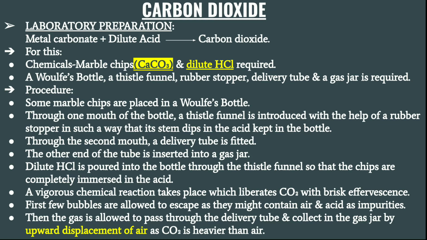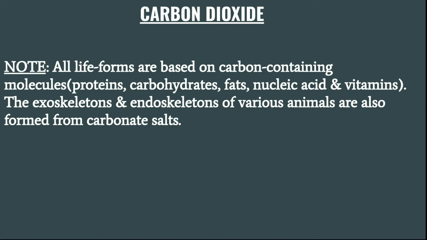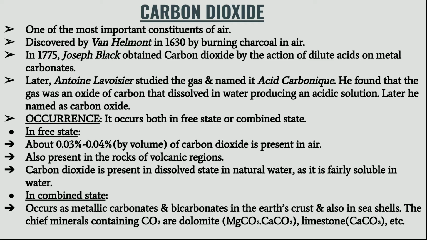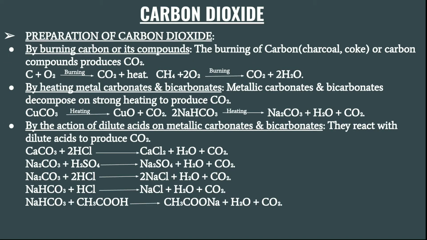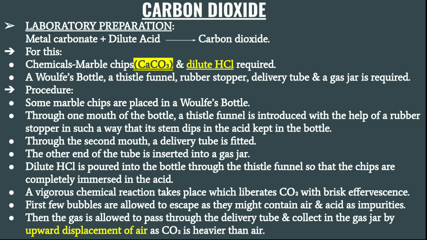In my last video I discussed how to prepare carbon dioxide, its occurrence, and that it is found in the combined as well as in the free state. We discussed the preparation of carbon dioxide: by burning of carbon and its compounds, by heating metal carbonates and bicarbonates, and by the action of dilute acids on metallic carbonates and bicarbonates. We also discussed the lab preparation, where I asked you three questions.